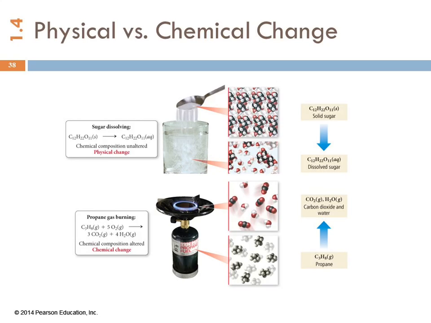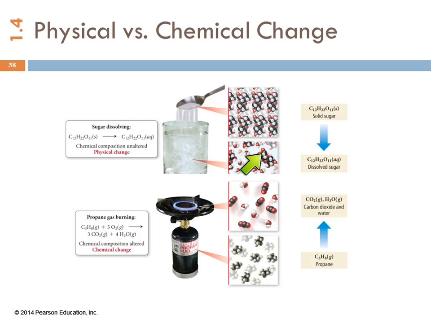Here we have sugar dissolving. So there's the chemical formula for sugar. Here it is a solid, and here it's aqueous. We're taking the sugar here that forms a nice crystalline structure. We put it into the water and look at the particles. Are these particles the same?